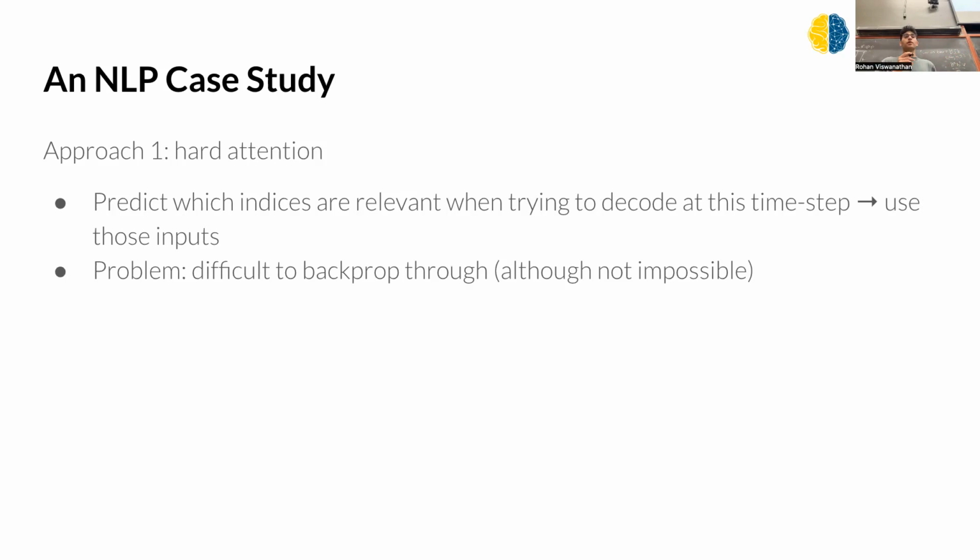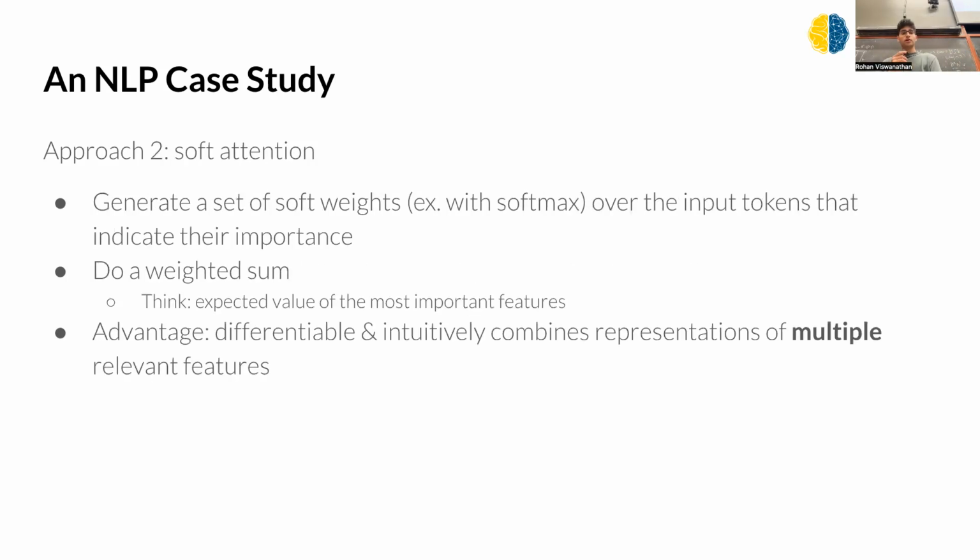This is, however, pretty computationally efficient compared to our second method, which is soft attention. Here we generate a set of soft weights. For example, we use softmax to generate some kind of distribution over the input tokens that shows us what the relative importance are to each other. In this way, we can do a sort of weighted sum where we're taking all of our inputs into consideration, but we've run some kind of softmax function over it to generate a distribution representing how important different parts of our input are to our output.